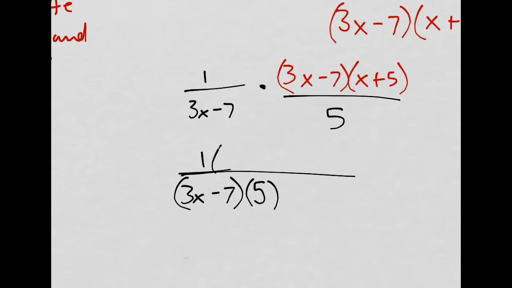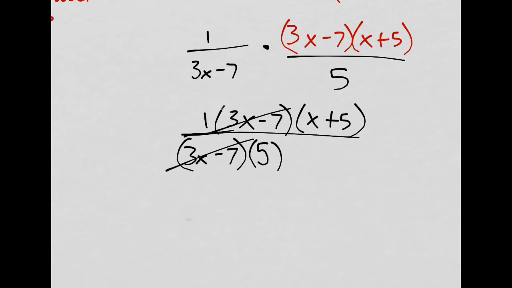And then 1 times 3x minus 7 and x plus 5. And look at that. That cancels with that. And I'm just left with 1 times this, which is just x plus 5, divided by 5. Because nothing cancels out. Remember, I cannot cancel those because of that addition there. And that's the answer.